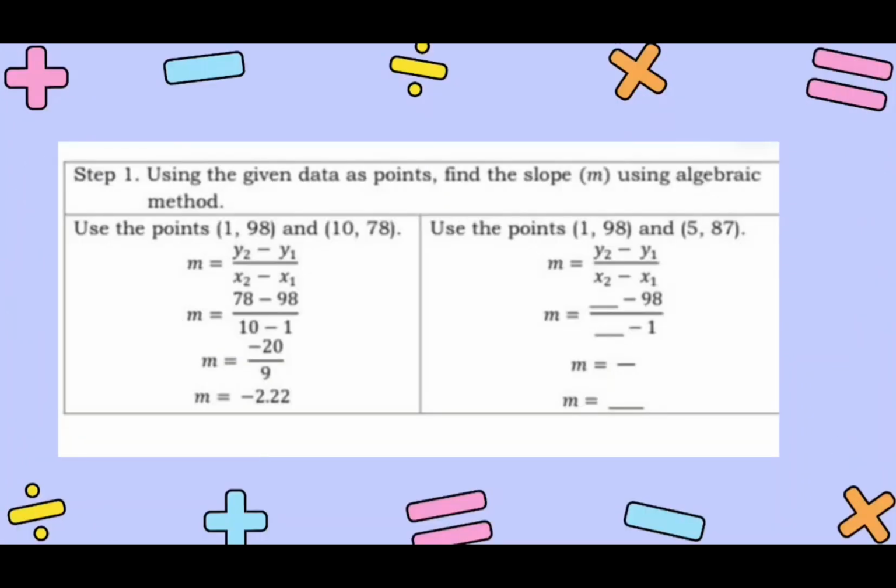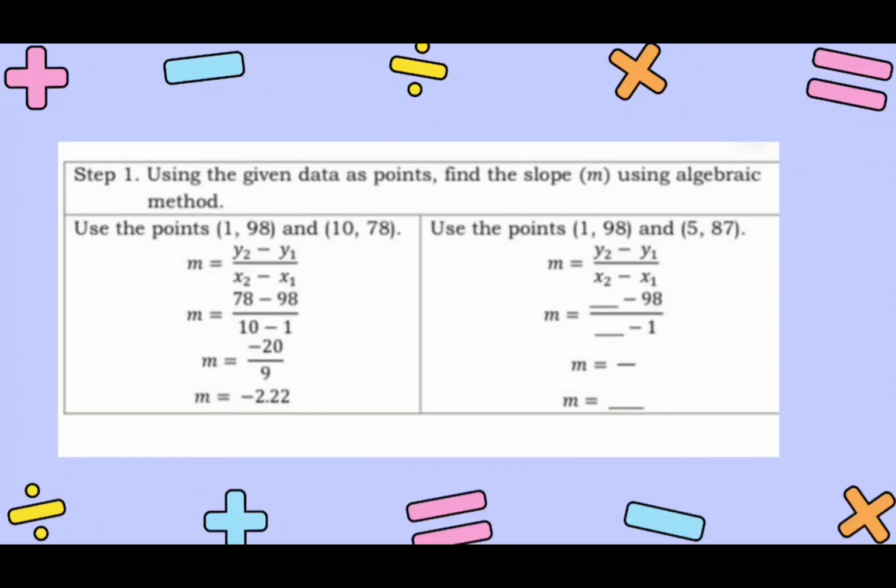So, step 1. Using the given data as points, find the slope, or m, using the algebraic method. So, use the points (1, 98) and (10, 78). The formula would be m is equal to y sub 2 minus y sub 1 over x sub 2 minus x sub 1. And it would be m is equal to 78 minus 98 over 10 minus 1.